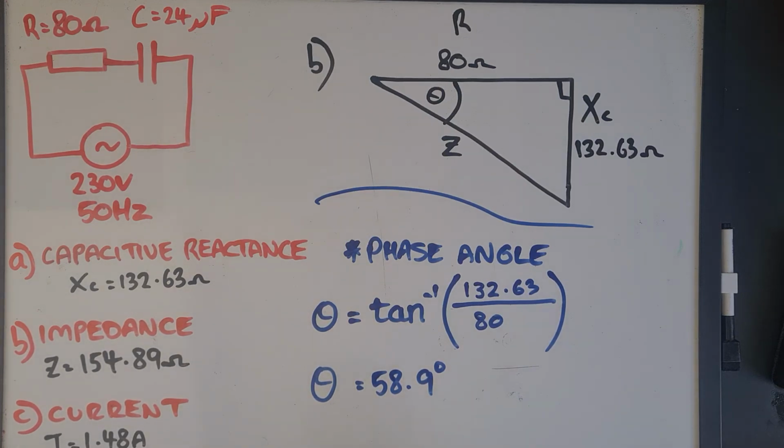We can now even take it a step further, and if we understand what capacitance and therefore capacitive reactance does to a circuit, overall it's going to make the current lead the voltage. So we could say that the phase angle is 58.9 degrees with the current leading the voltage.